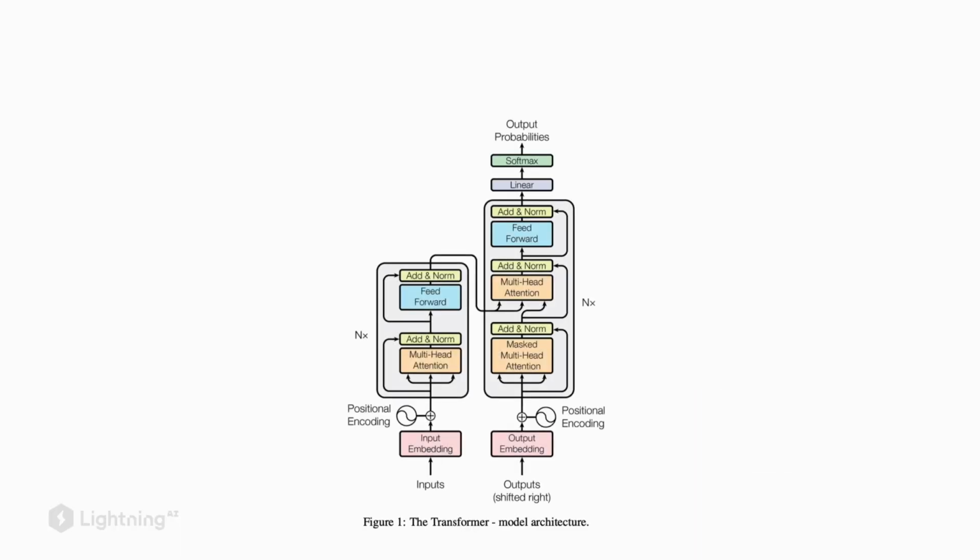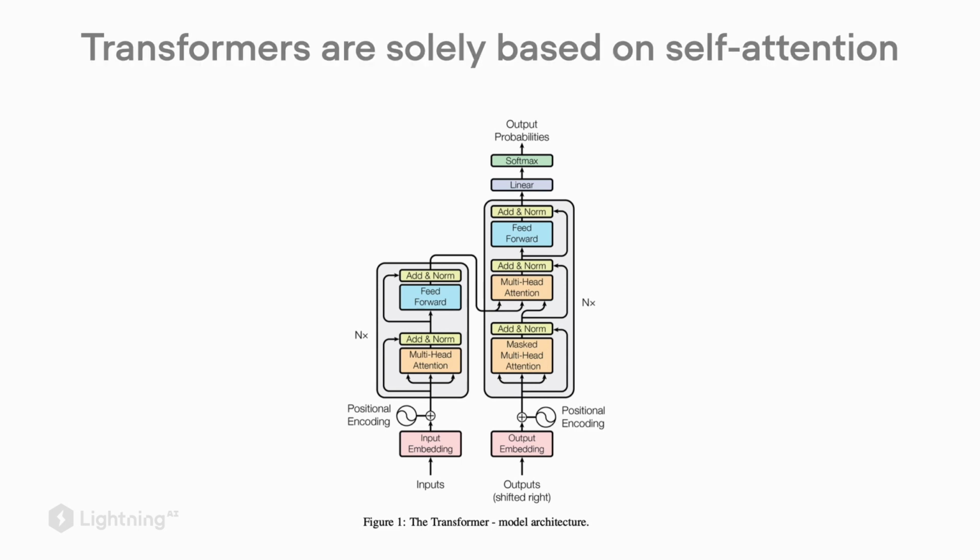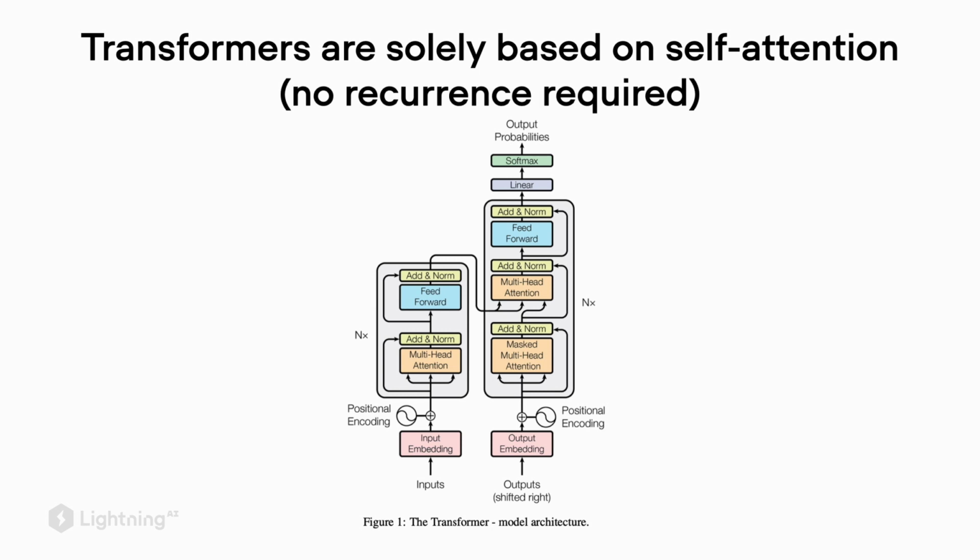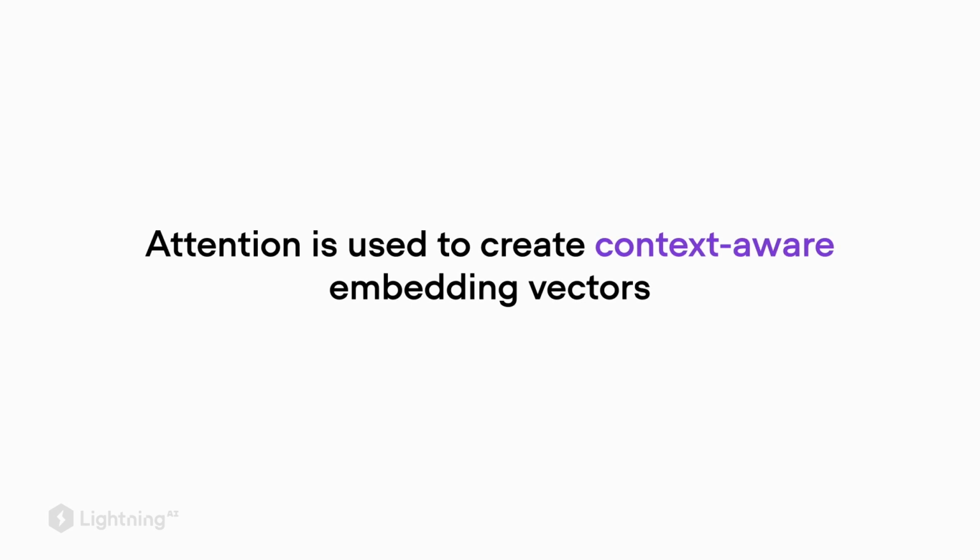Alright, let's now cover the popular self-attention mechanism used in transformers. We will start with a basic version of that and introduce the additional details in upcoming videos. One thing I should mention first is that transformers are solely based on self-attention, and in contrast to RNNs, no recurrence is required.